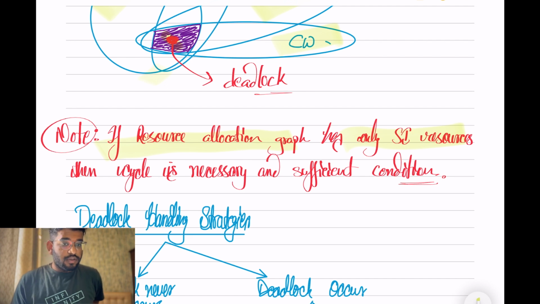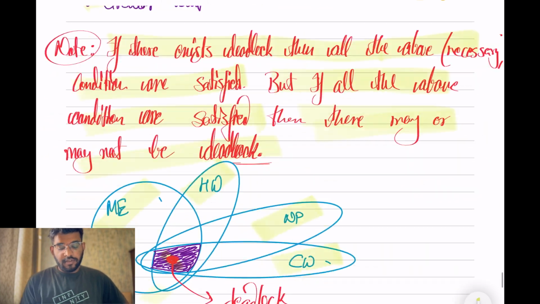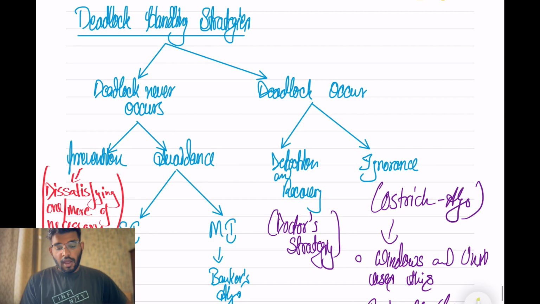If the resource allocation graph has only a single instance of a resource, like if every resource has only one item, then a cycle is the necessary and sufficient condition. A cycle is the necessary and sufficient condition to ensure deadlock.